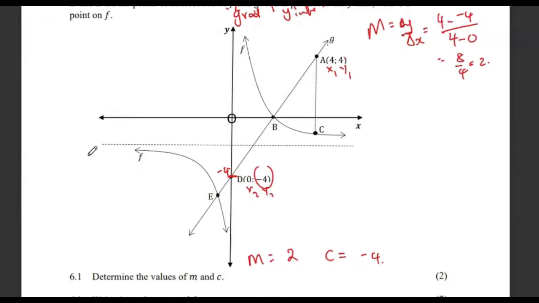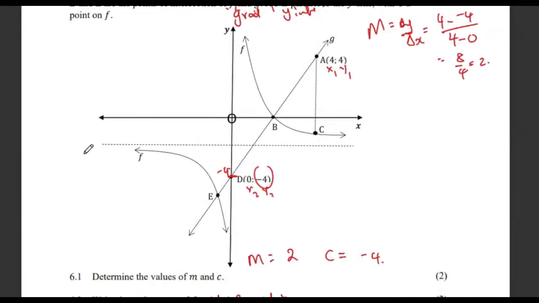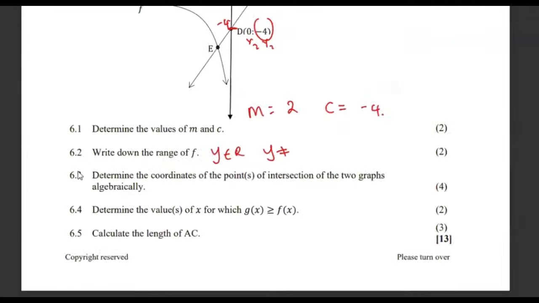Then write down the range of f. Range simply means y values. For a hyperbola, y should be an element of the real numbers, but y should never be equal to the asymptote. And what is the asymptote? The asymptote is -2. So y should never be -2.